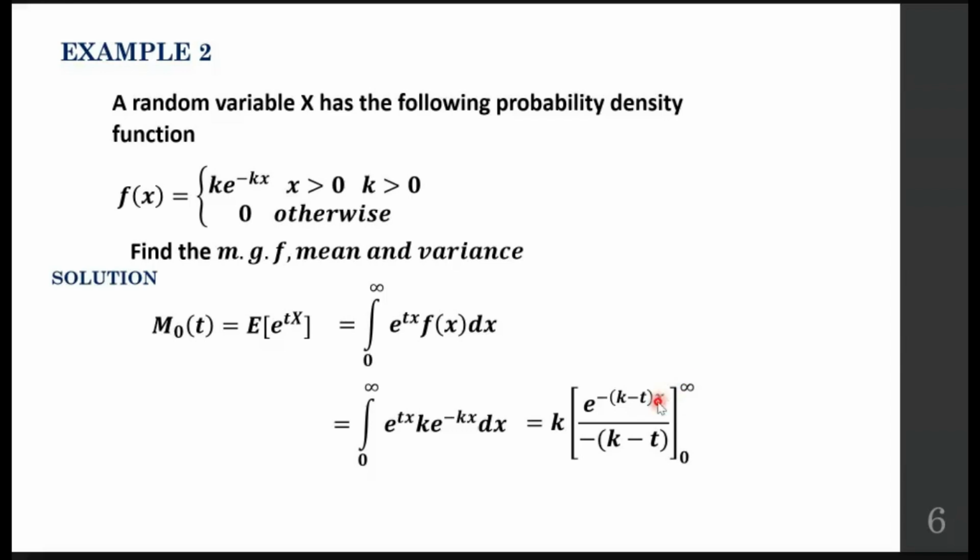Then apply the upper limit. So this whole thing becomes e raised to minus infinity, which is 0. E raised to 0 is 1. So we will get the answer as k upon k minus t. Okay? So whenever there are e raised to terms, and if you are having infinity as the limit, then try to write the e raised to term as minus of something, so that when we substitute that variable as infinity, the whole term will become 0. If we did not take the minus sign out, our answer would come to infinity, which is not possible. So M0 of t becomes k upon k minus t.